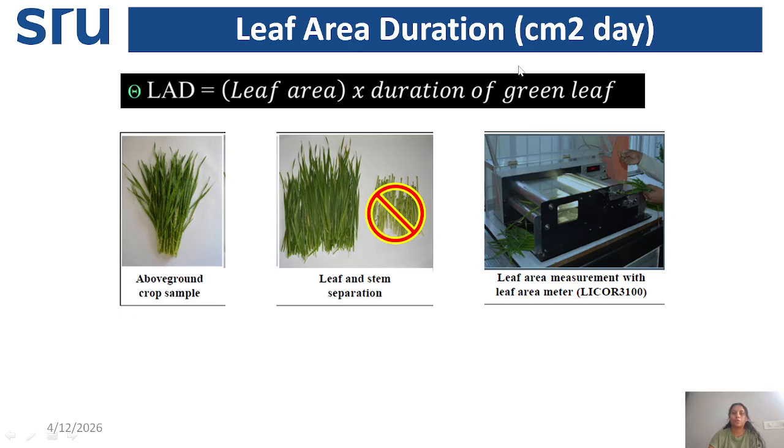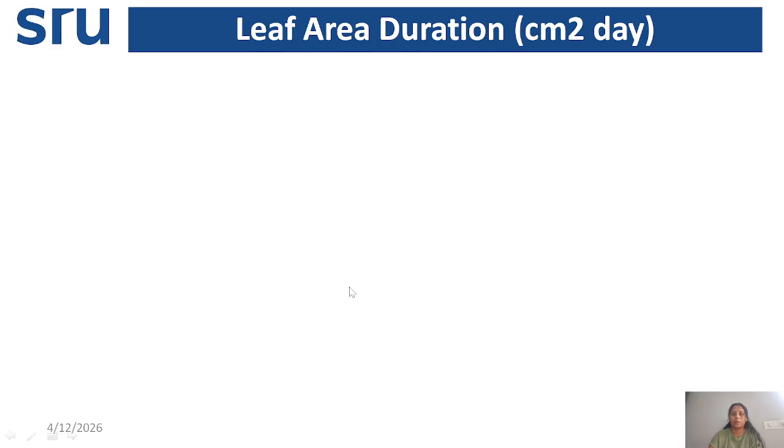Either it maintains for 2 days or 3 days, based on that leaf area duration will change. So what you need to do is take the leaf area, not the stem. Only take the leaf area and measure it. And you need to see how many days it maintains the same leaf area. Then you can calculate this leaf area duration. And units are also highly important, because in most exams they will directly ask the unit of the growth analysis parameter.